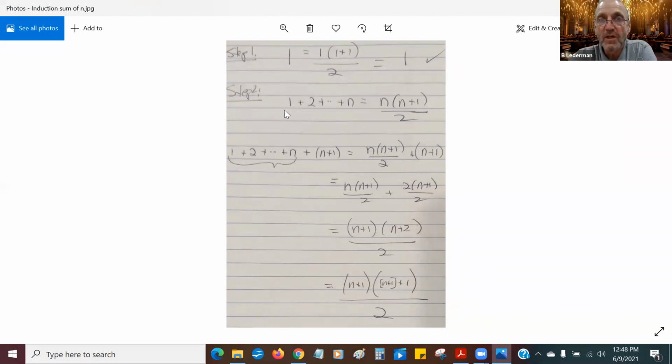So let's say we have an n where this works. We know it works at n equals 1, but let's just look at a random n. So 1 plus 2 plus 3 ... plus n is equal to n times n plus 1 over 2. That's what we're looking at. And now let's go to the next case.